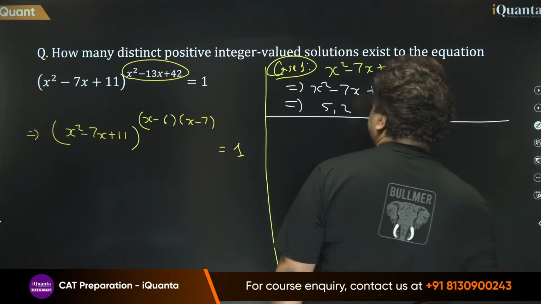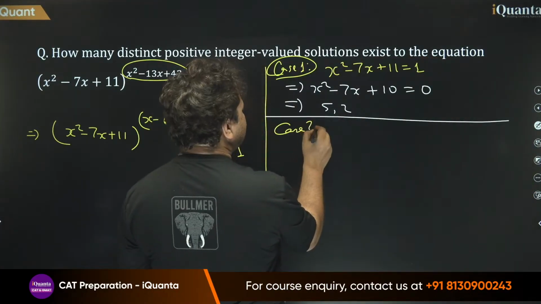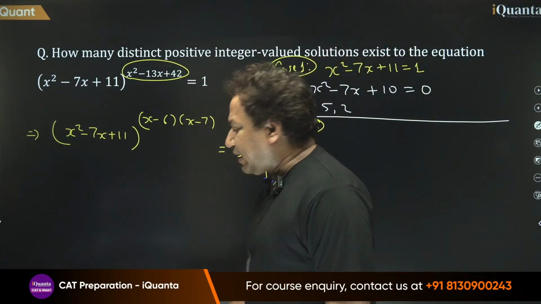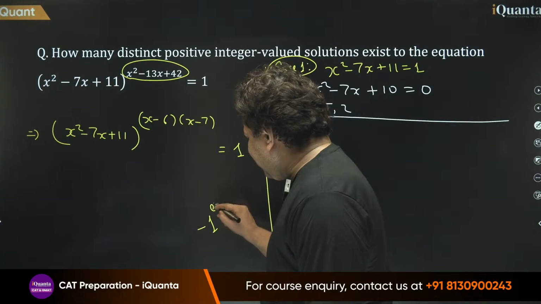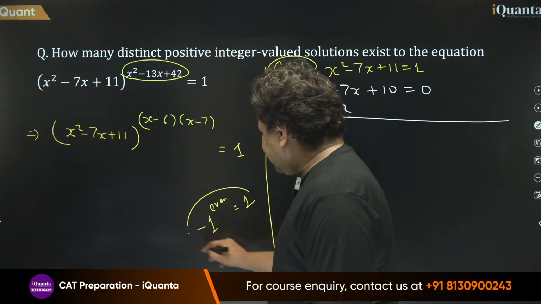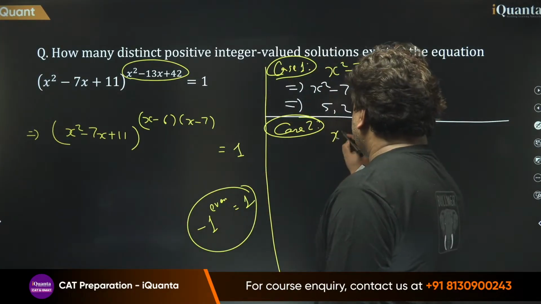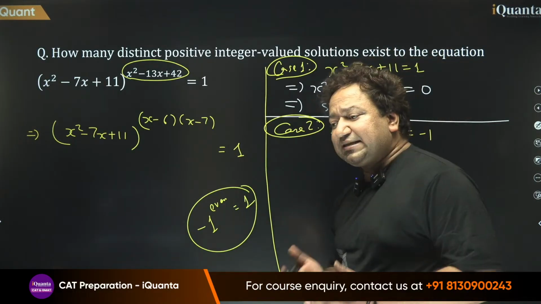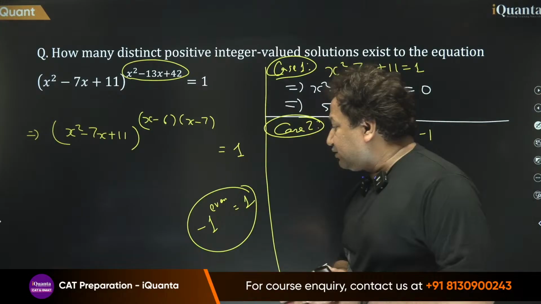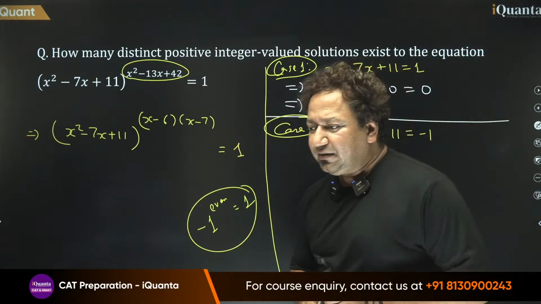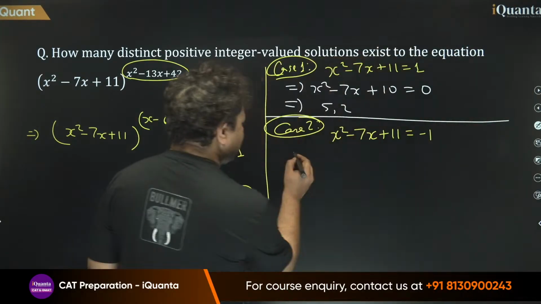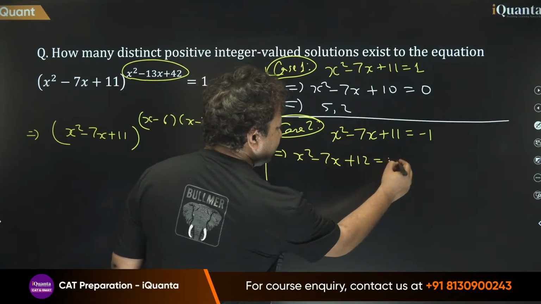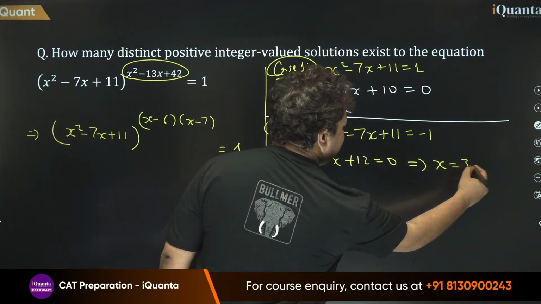Next, case 2. In case 2, what's going to happen? Minus 1 raised to power an even number is also 1. Can I say that? So I'll take the base, x square minus 7x plus 11, as minus 1, and whatever value of x I get, I'll check for those values whether the power is even. Let's solve it. I'll get x square minus 7x plus 12 equal to 0. So the value of x will be 3 and 4.